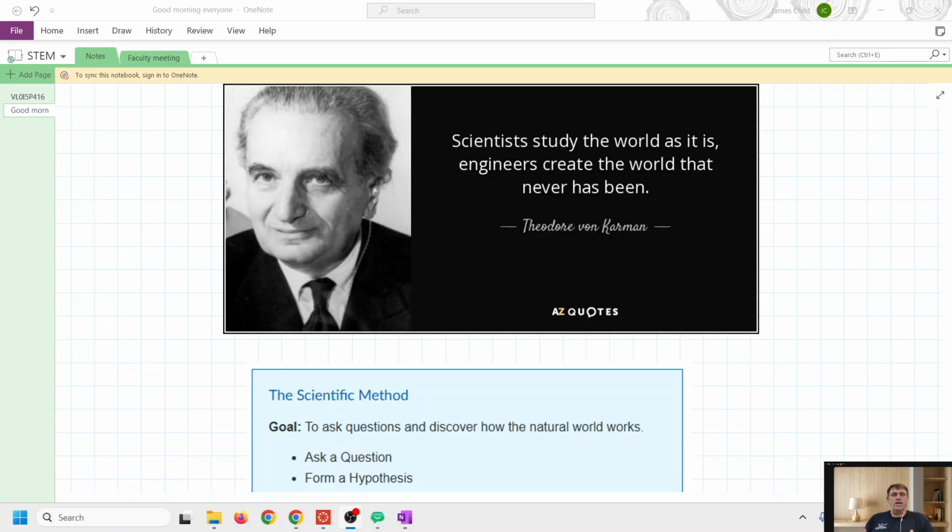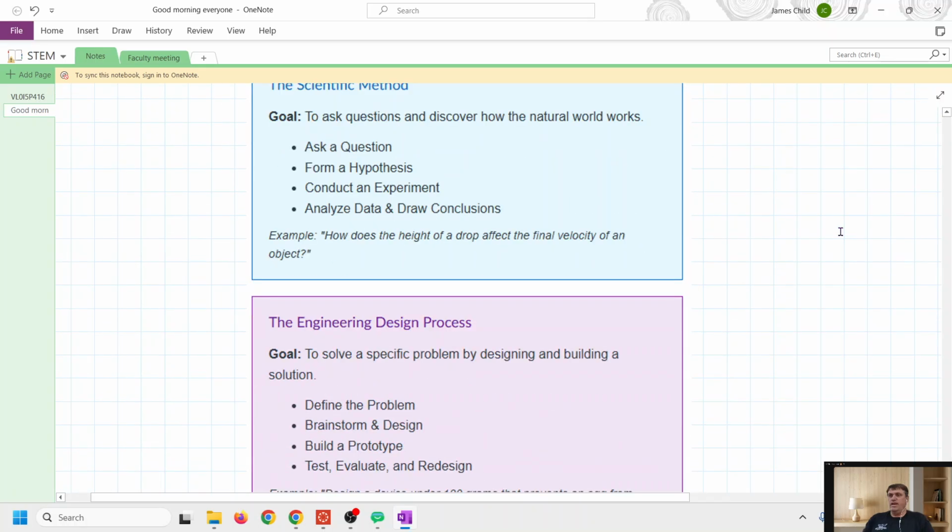And how do we do that? We have two methods. We have the scientific method, and we have the engineering design process. These things are very similar. They're close to the same. In the scientific method, we ask a question, we form a hypothesis, we conduct an experiment, and we analyze the data and draw conclusions. For example, how does the height of a drop affect the final velocity of an object? We can do experiments and find that out. We're trying to find that out, right?